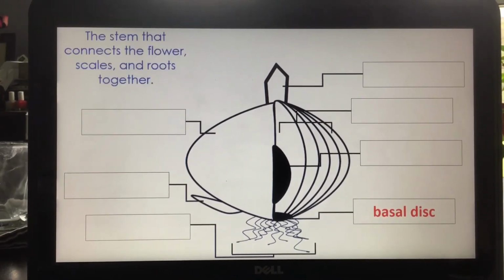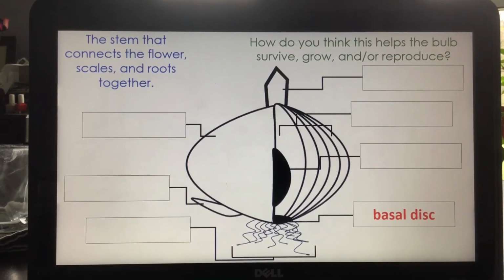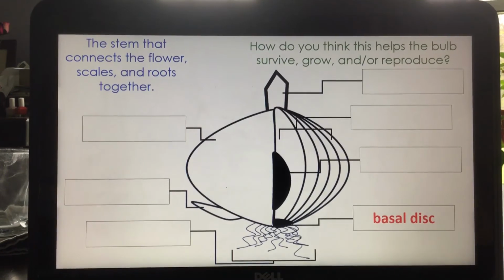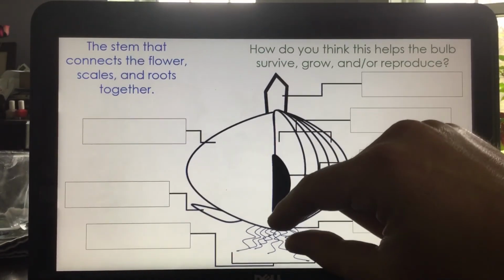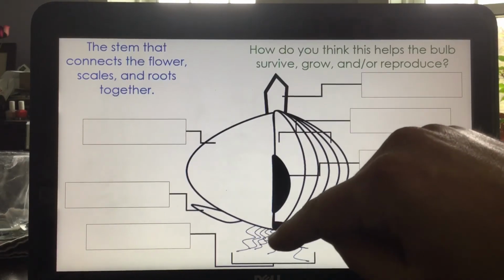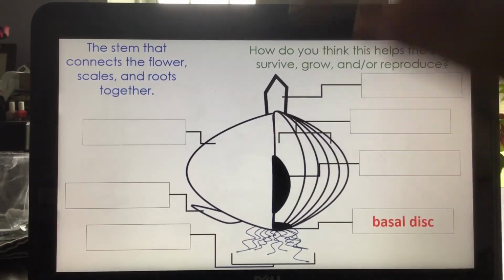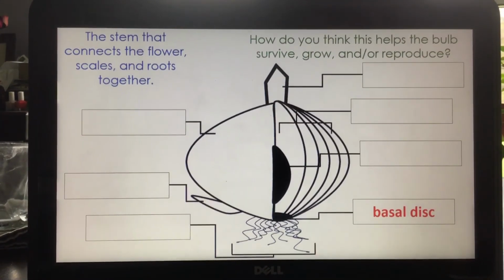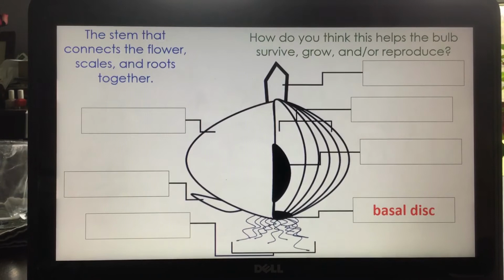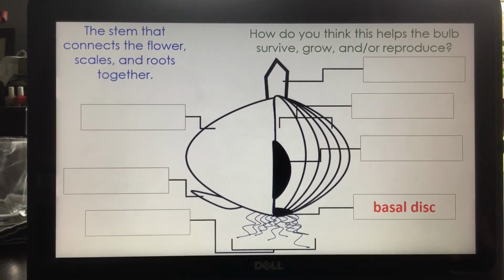The basal disc, this is kind of like the baby part of the stem. It connects the flower scales and roots together. And so it's kind of this go-between. So as the water and minerals are absorbed from the roots, it goes into the basal disc, and then the basal disc transports them to these other parts. So it helps it to survive. It's a connecting part, and so that aids in the survival.